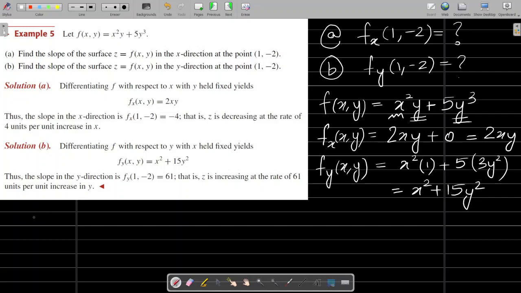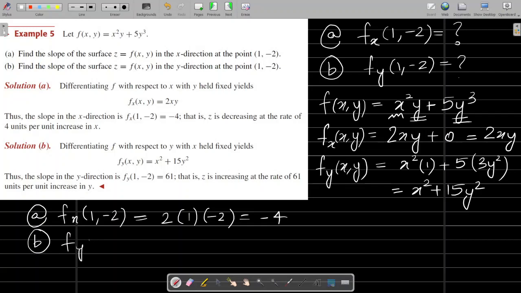Now find the answer to the first question, that is fx at 1, minus 2. What you have to do is substitute x equal to 1, y equal to minus 2. So 2 into 1 into minus 2, which is equal to minus 4. Now second is fy at 1, minus 2. Substitute x equal to 1, y equal to minus 2. So 1 square plus 15 into minus 2 square. 15 into 4 is 60, plus 1 is 61.